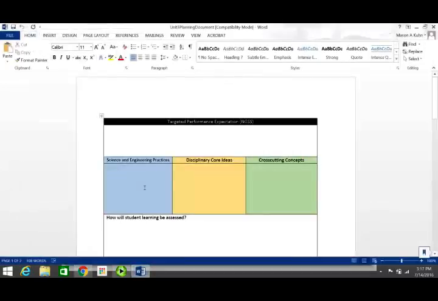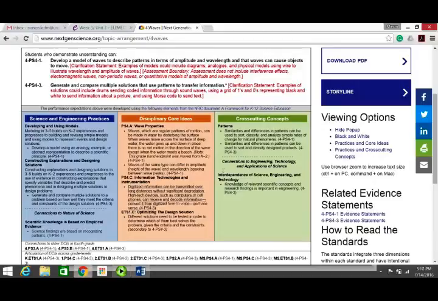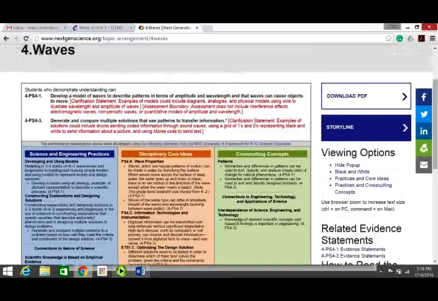Now, you don't have to pick the specific science and engineering practices or disciplinary core ideas and cross-cutting concepts that are listed in the NGSS. And I don't want you to walk away thinking, okay, for this 4th grade waves unit, I'm only developing models, constructing explanations, and designing solutions. That's not the way the next generation science standards are supposed to be set up.